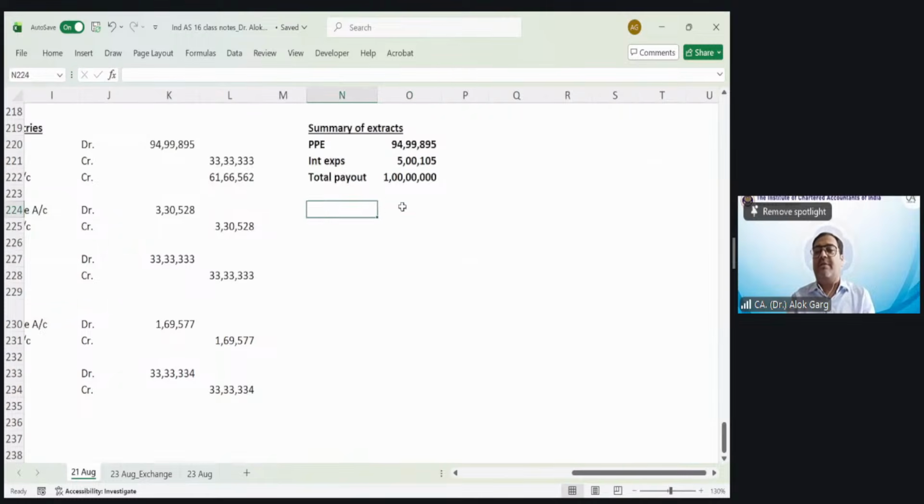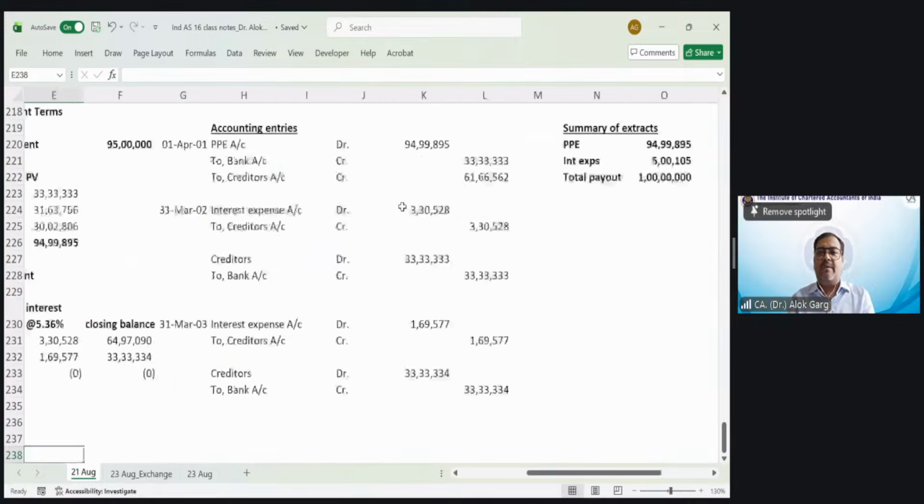Right. This is your summary of the extracts. PPE is 94,99,895. Interest expense is 5 lakh and total payout is 1 crore.